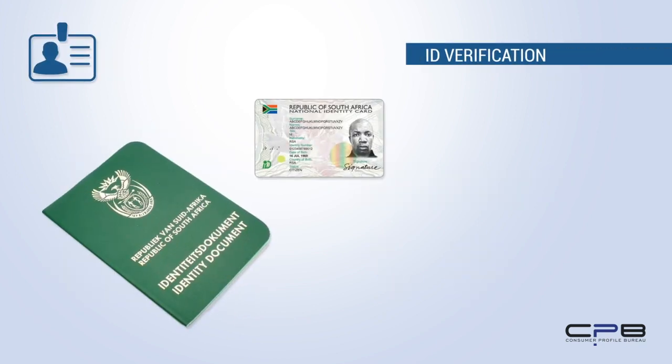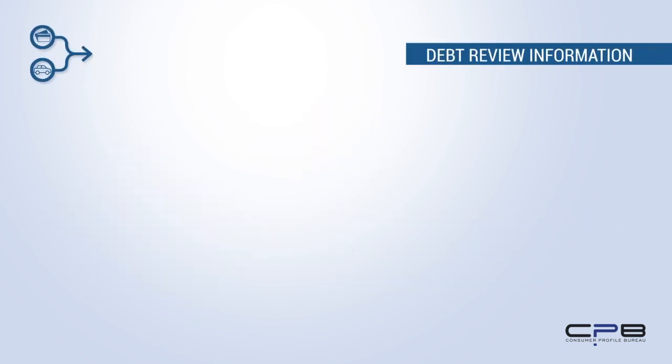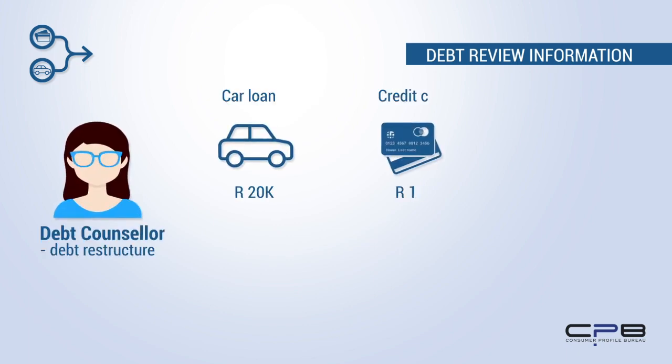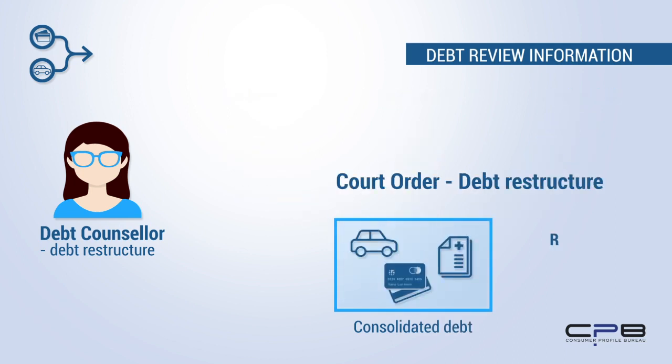ID verification information is sourced from the Department of Home Affairs to confirm the details supplied on an inquiry are correct and assist in fraud prevention. When a consumer has not been able to meet their obligations to credit providers, an application can be made through a debt counsellor for debt restructure, and if approved, a court order is granted.